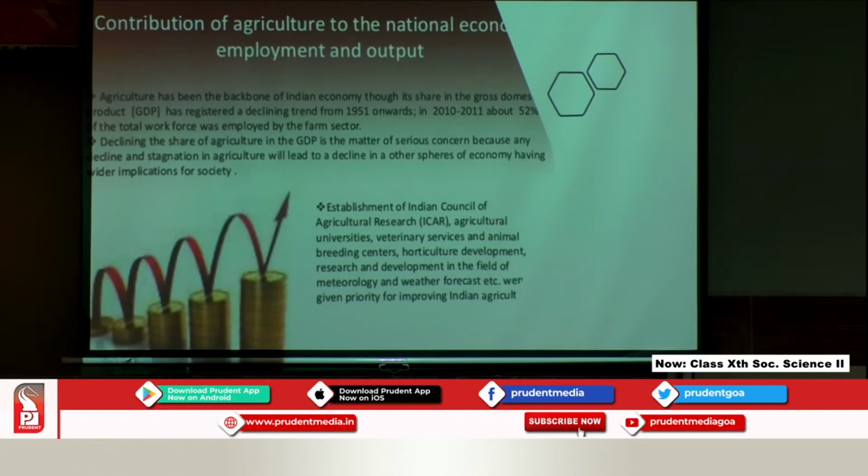With all these schemes, with all these facilities provided, with so much input by the government and so much effort from the farmers, has agriculture managed to increase the GDP of the country? Agriculture has been the backbone of the Indian economy through its share of the GDP. It has registered a declining trend from 1951 onwards. However, in 2010-11, about 52% of the total workforce was employed in the farm sector.